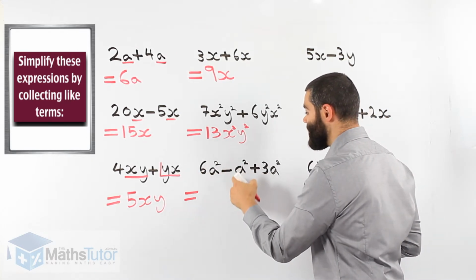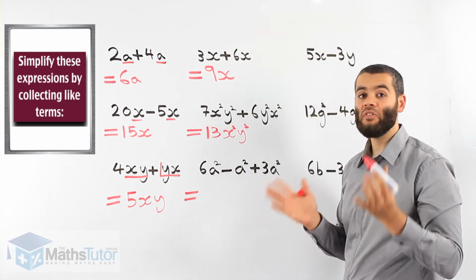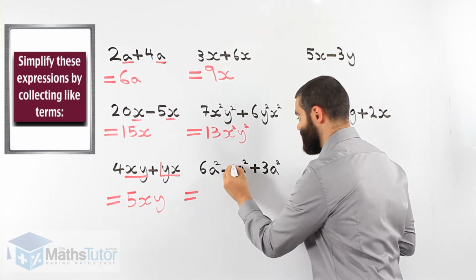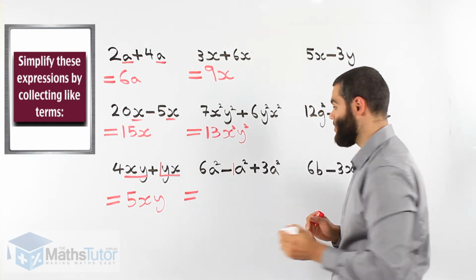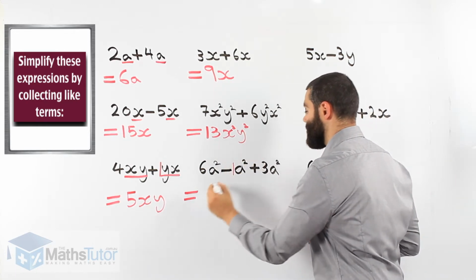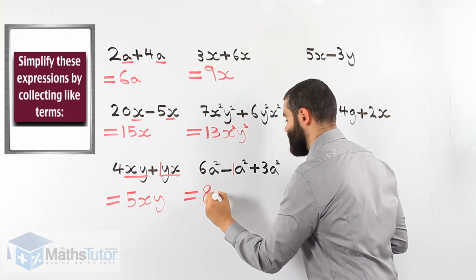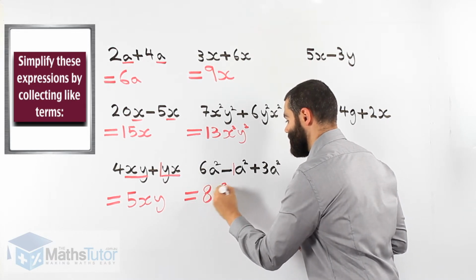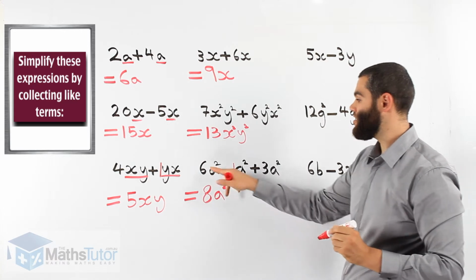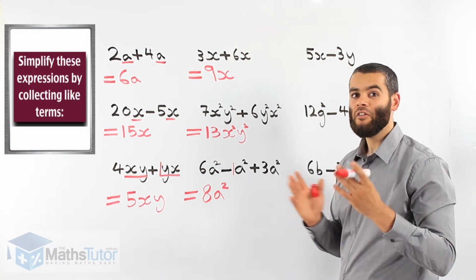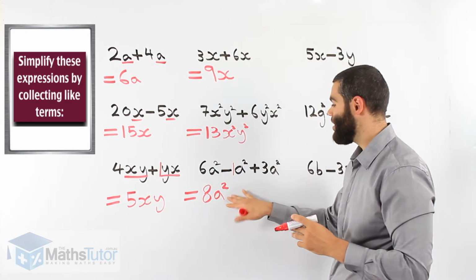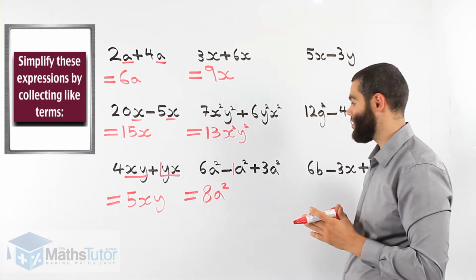6 take away. Now we said in front of the a squared there is an invisible 1. 6 take away 1 is 5. 5 plus 3 is 8a squared. So 6a squared minus 1a squared is 5a squared. 5a squared plus 3a squared is 8a squared.